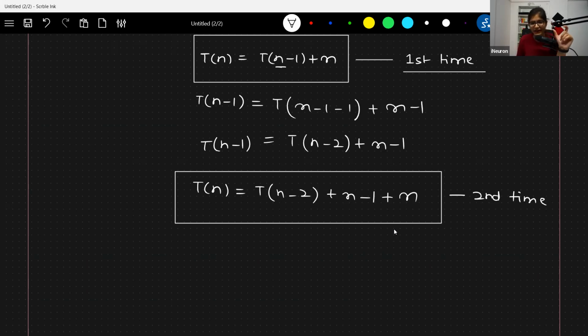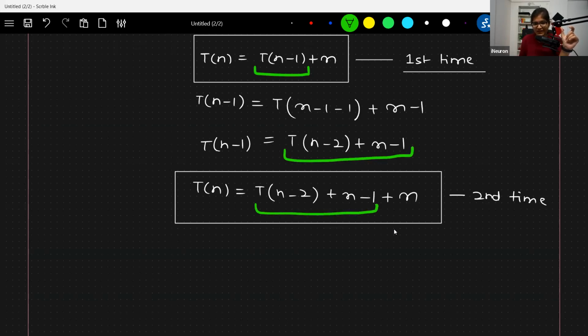How did the plus n come? Here, T of n minus 1 is the value where I did the substitution, so I get T of n minus 2 plus n minus 1. This is the value of T of n minus 1. We are placing it in the first equation, and plus n stays as it is. Getting my point? It's just a very simple mathematical equation if you observe. I'm not doing something big here. I'm just trying to substitute the recursive term. That's it.